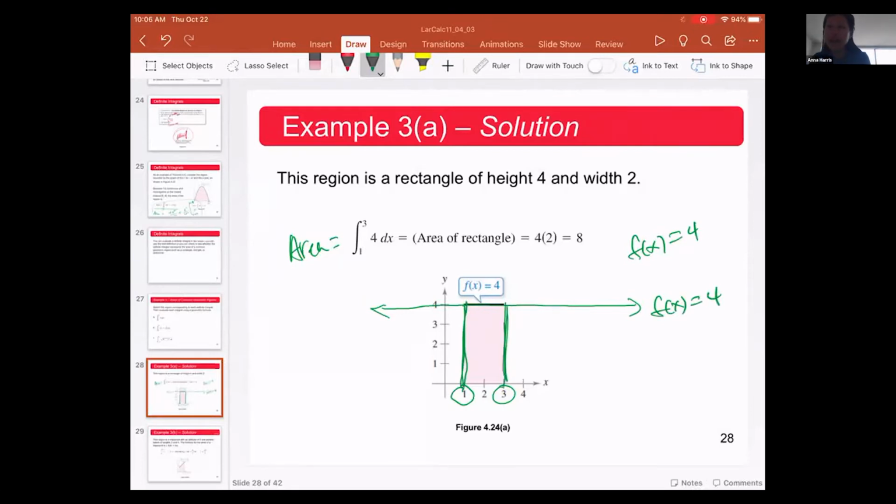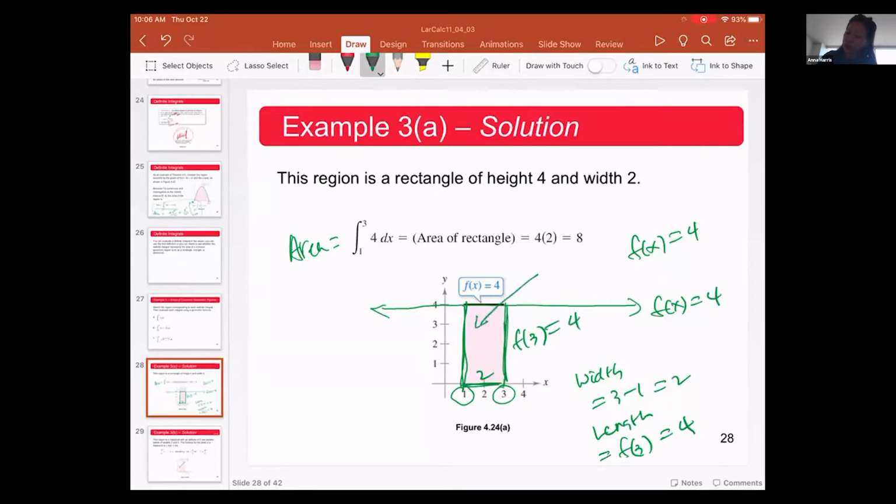You know how to find the area of a rectangle. In this case, my width is 3 minus 1, which is 2. My length is the same as f of what? F of this, what is this one? F of 3. It doesn't matter, f of 3, f of 2, whatever, they're always 4. So f of 3 is 4. So the area is 4 times 2, which is 8.